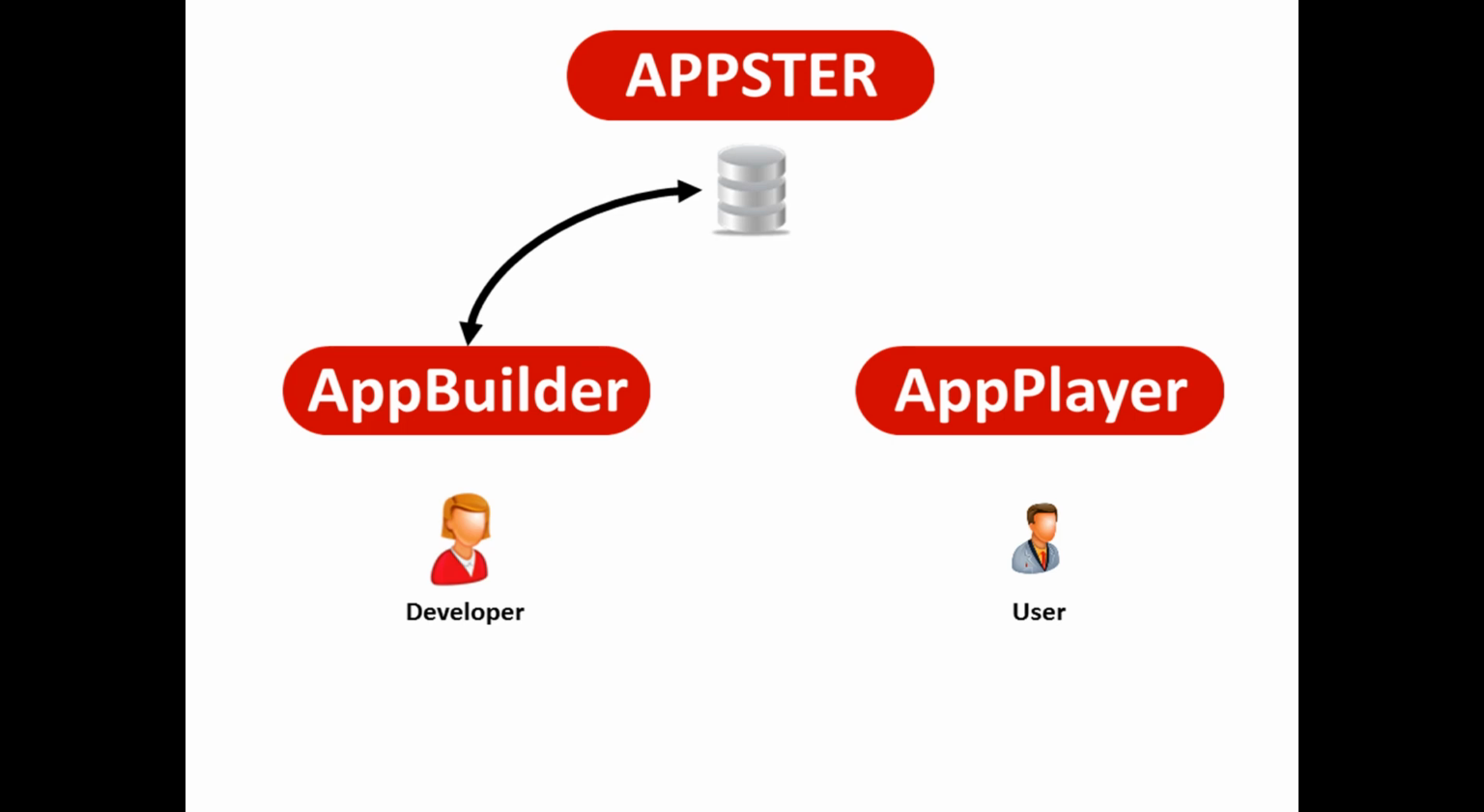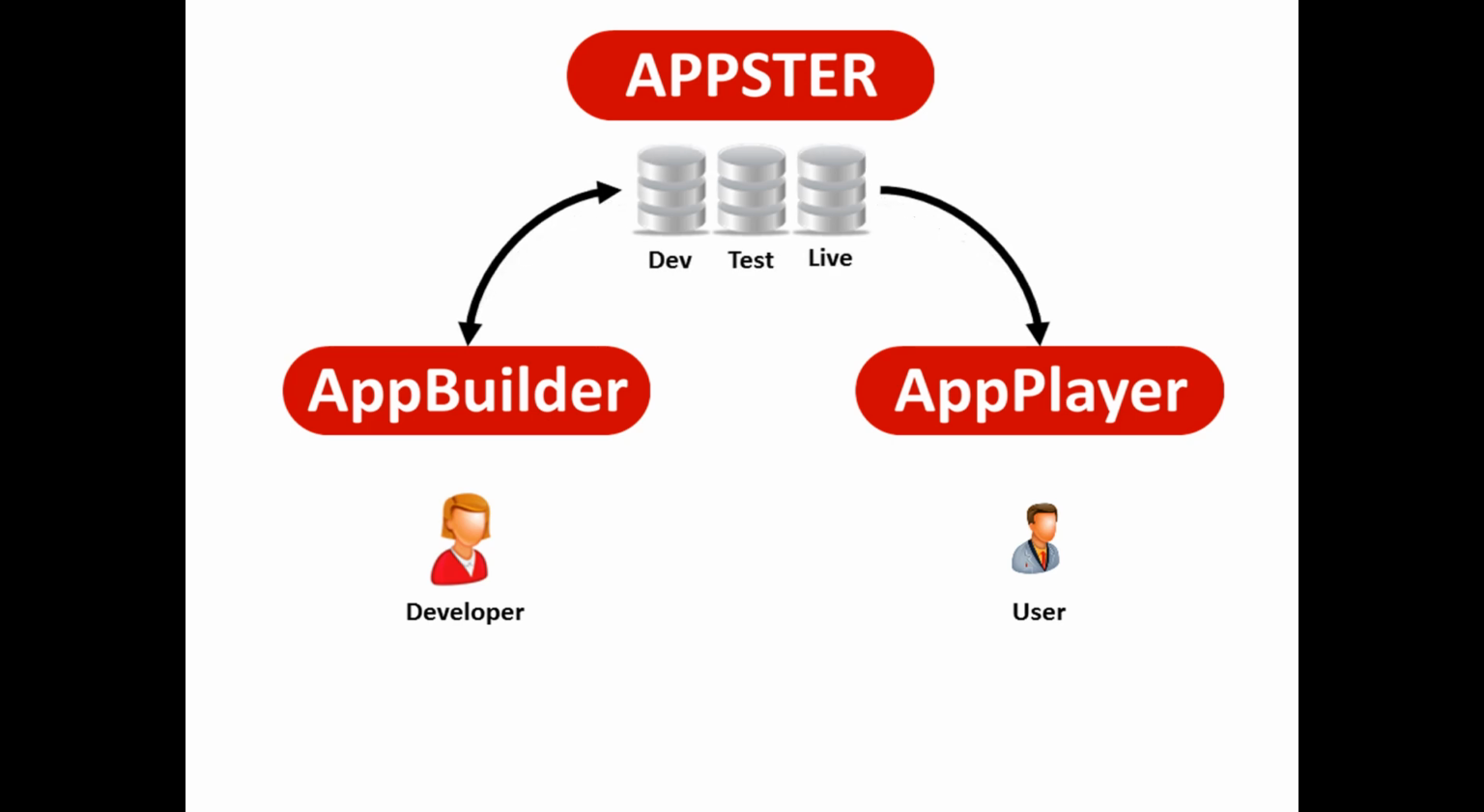An Appster database is simply a SQL database with all the database objects required for Appster. Users use App Player to run these applications, but they don't modify the data in the Appster database. There is an easy deployment system for applications, or parts of applications, to maintain separate development, test and live environments.